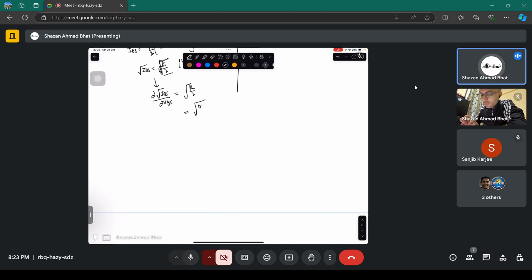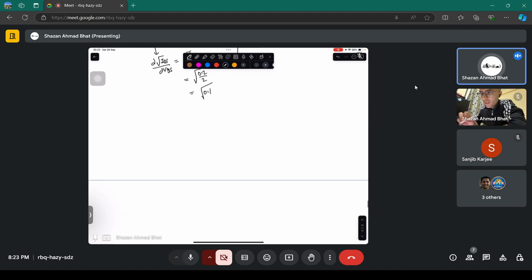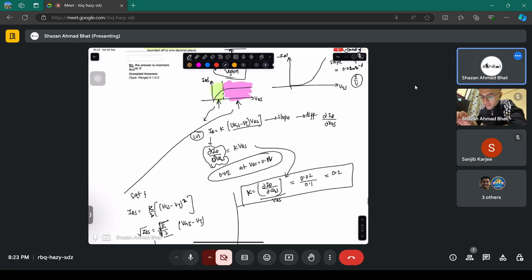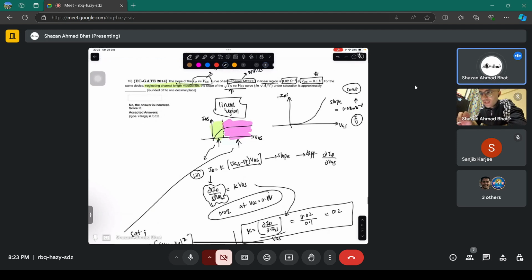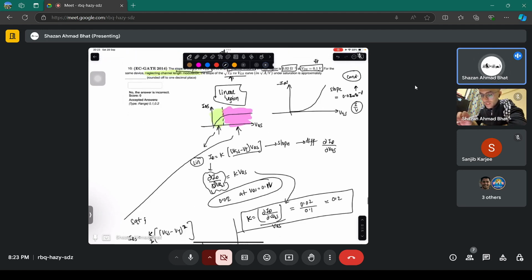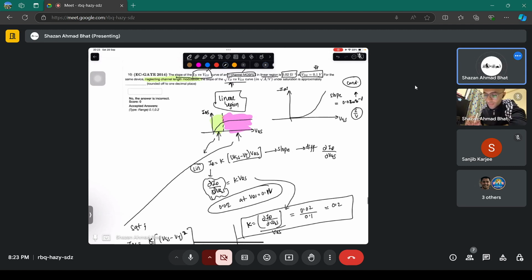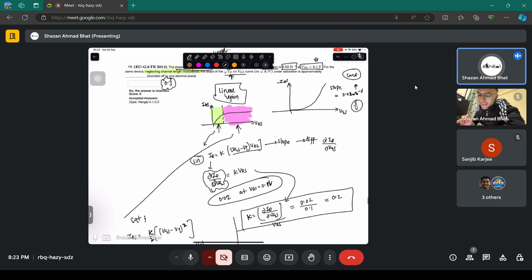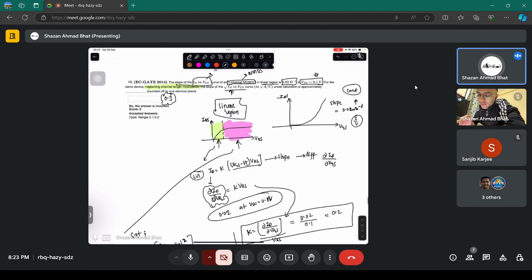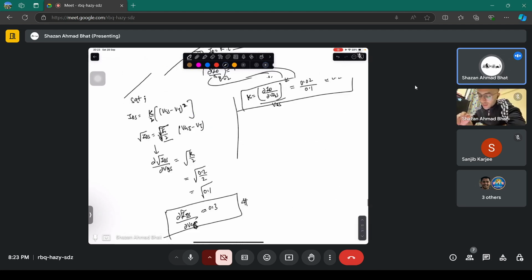And square root of K by 2, you found 0.2 by 2, you found it as 0.1, and this is approximately 0.3. So ∂√IDS divided by ∂VGS is 0.3. Why is this changing? So the typical range, okay. So the overall answer is basically 0.3. And I guess the accepted answer is 0.1, 0.2. Maybe there is some discrepancy in the calculation, but you will get the same thing.